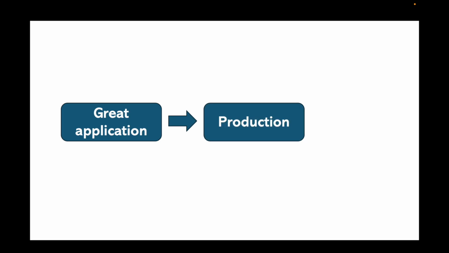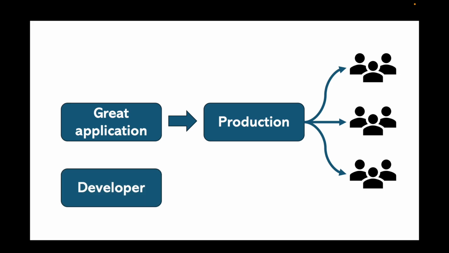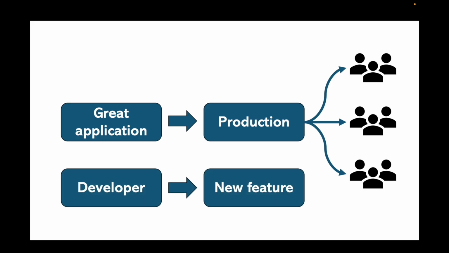Let's assume that you have a great application that is running in your production environment. It's a busy application serving thousands of users every minute. But today your developer is planning on releasing a brilliant shiny new feature to your production environment. But here is a dilemma. How do we deliver this new feature without causing any chaos?